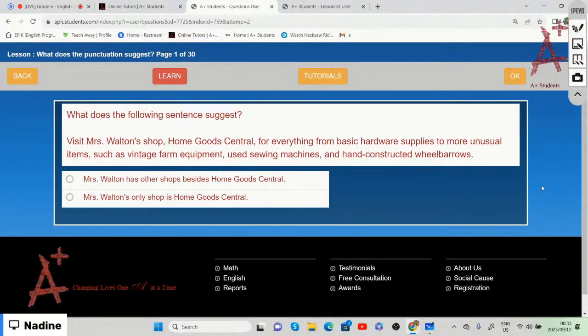If we look at this type of sentence, this is non restrictive, and it is set off by commas. So now we need to say, what does the following sentence suggest? Does it suggest that Mrs. Walton has other shops besides Home Goods Central, or that Mrs. Walton's only shop is Home Goods Central?